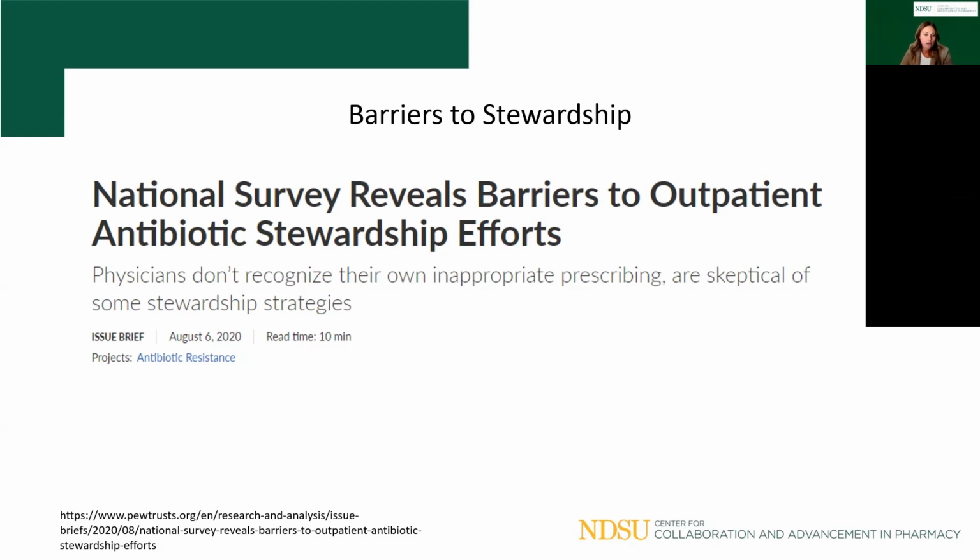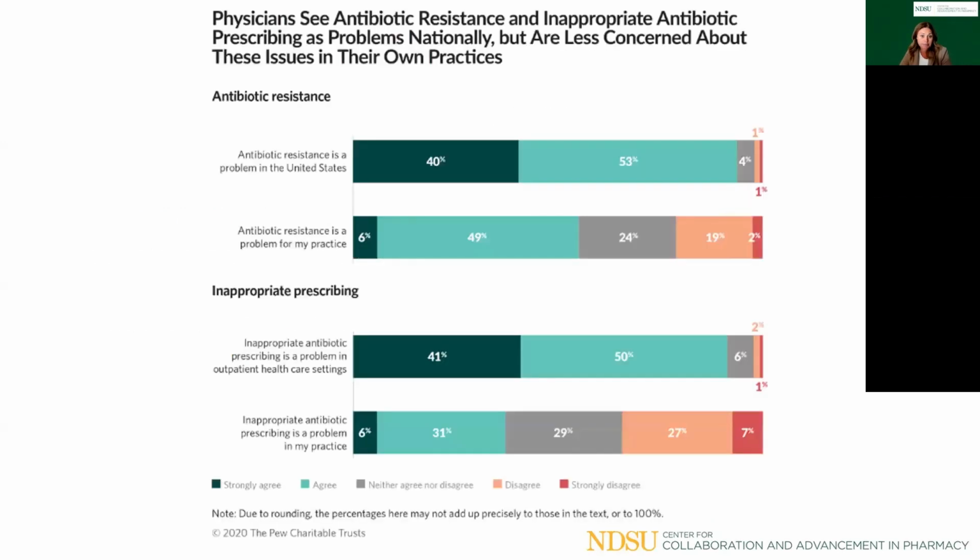So what they looked at is whether or not physicians recognize antibiotic resistance and inappropriate antibiotic prescribing as problems nationally. More than 60% of respondents said that they believed that they prescribed antibiotics more appropriately than their peers. And so this lack of recognition that their own contributions are leading to resistance and inappropriate prescribing is really a barrier to implementing stewardship efforts.